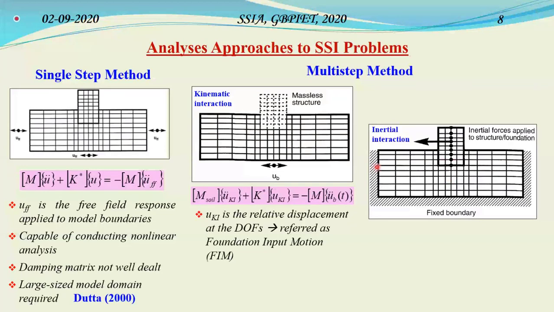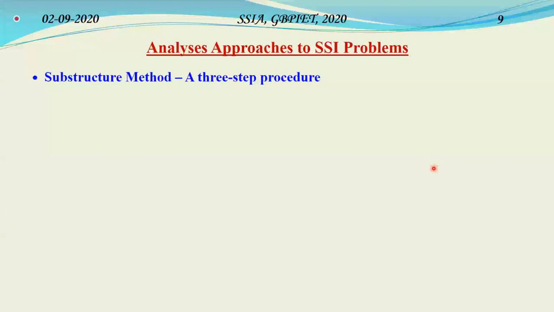Just to remember, in this particular analysis, the foundation or the model domain should not move anymore. So all these lateral and vertical boundaries of the model domain remain fixed. In this case, we apply UKI, which we obtain from kinematic interaction, plus whatever basal displacement time history we have. We try to find out UII, that is the displacement due to inertial interactions.